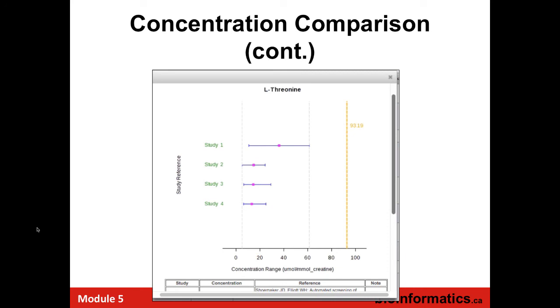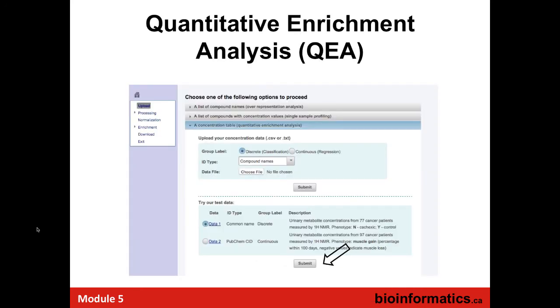So this suggests that this person has something wrong, and it's probably related to cachexia and probably related to amino acid metabolism. We can go further, which, as I said, is more typical of MSEA, and this is looking at a population, not an individual. In this case, we're looking at the whole set of cachexic and non-cachexic individuals.